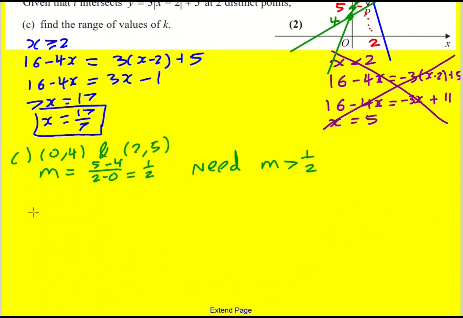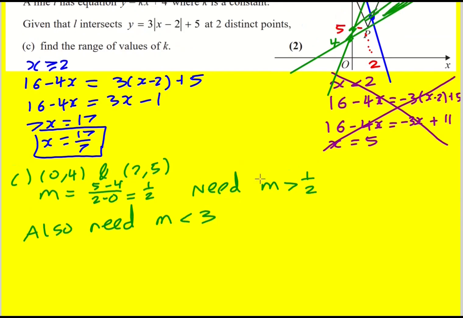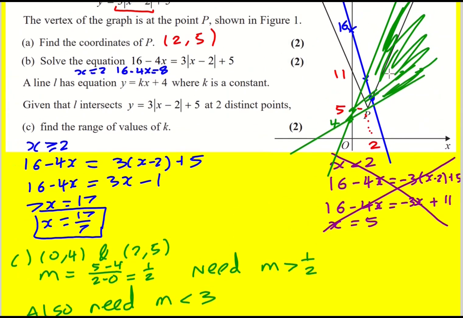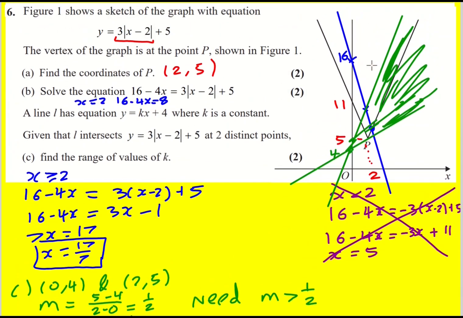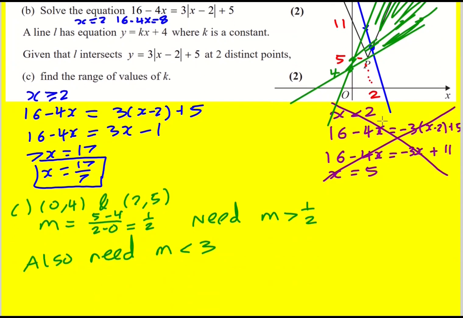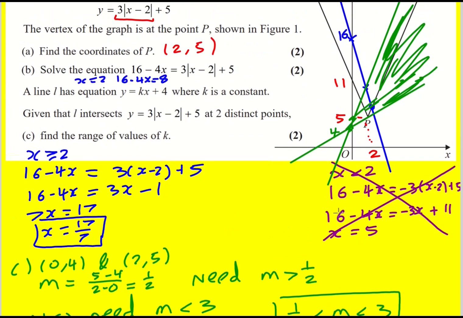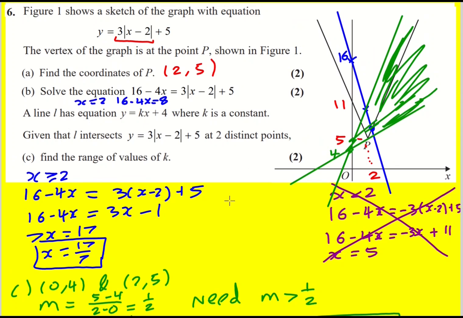So we are looking for all values of the gradient that give us lines in this region. We also need m to be less than 3, because if it's 3, it's parallel and would only intersect in one place. So it's got to be less than 3. Then we're in this region between a half and 3. So overall, a half less than m less than 3. I personally really like that question, but it's only 2 marks, I guess. But it really tests your understanding of geometry and using the modulus function.